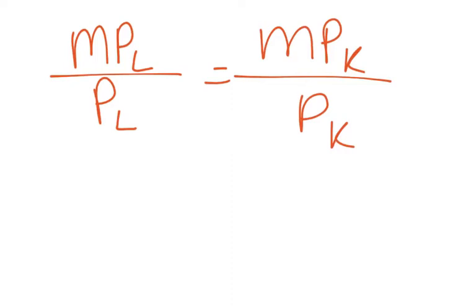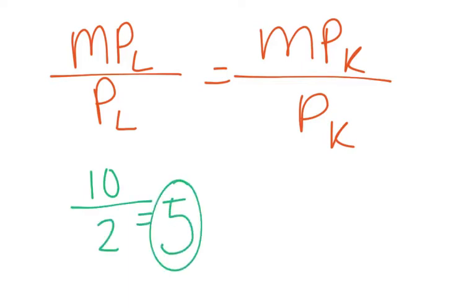Here's a formula that you should be familiar with. It's the marginal product of labor over the price of labor should equal the marginal product of capital, K is for capital, over the price of capital. You want it to be equal to maximize, but for example, say your marginal product of labor is 10, your price of labor is 2, and that gives you 5.